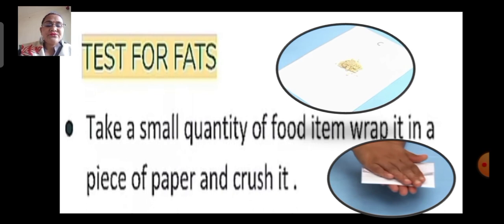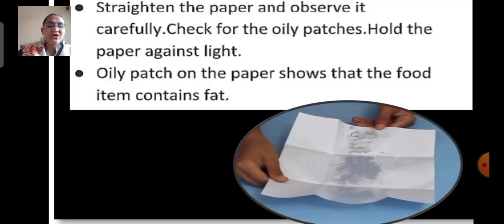First, we'll take a food sample on a filter paper. Then we'll fold the paper and crush the food sample kept in it. You will see oily stains or patches on the paper. Let the paper dry for some time so that if the food sample contains water, it will evaporate. Now observe the stain or oily patch. If the stain or oily patch is translucent, it means that the food contains fat. If not, then fat is not present in it.